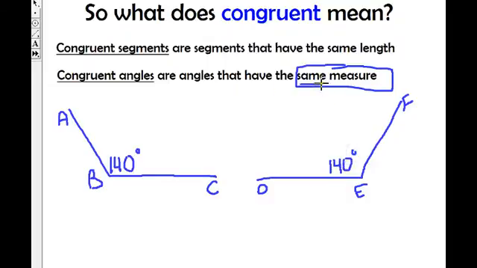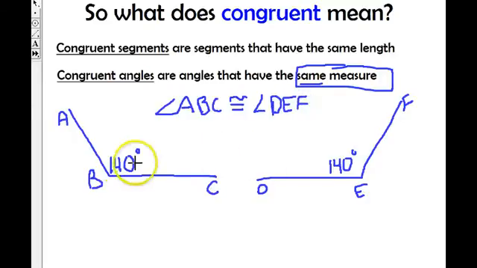Notice it doesn't say they kind of have the same measure, or they look like they're alike. No, they have to be exactly the same measure. So if that's the case, then you would say angle ABC is congruent, there's your symbol again, same thing for angles, congruent to angle DEF. So there is your statement of truth, because this angle is 140 and that angle is 140.